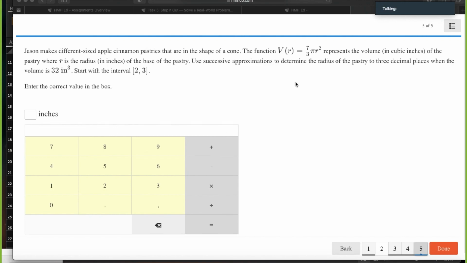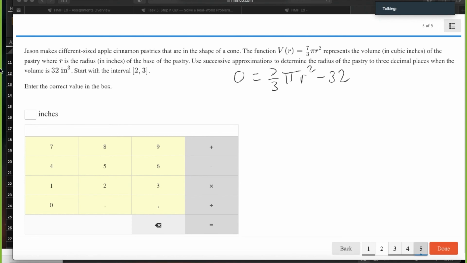So we need to find R. V of R is equal to, actually I don't want to write that down. Our whole function, 0 equals 7/3 pi R squared minus 32. So remember, I set the volume equal to this number. I subtracted it from both sides, and here we are.